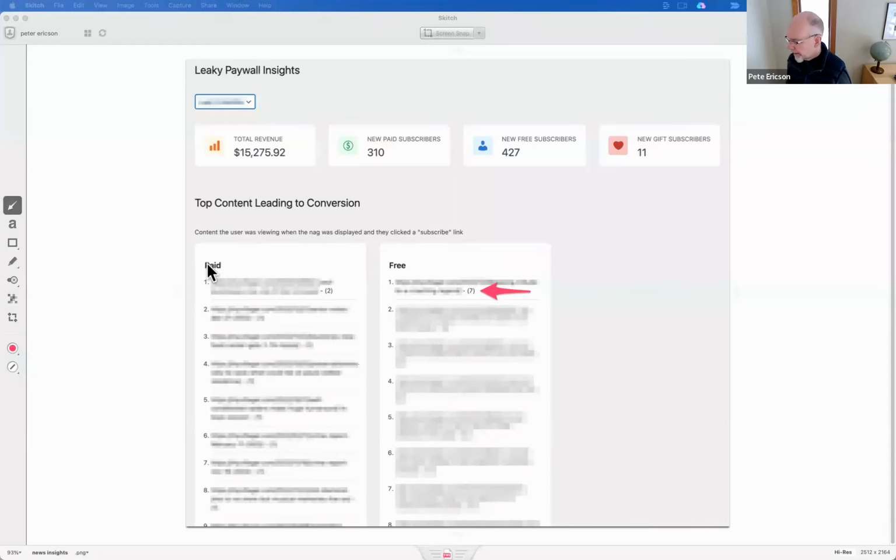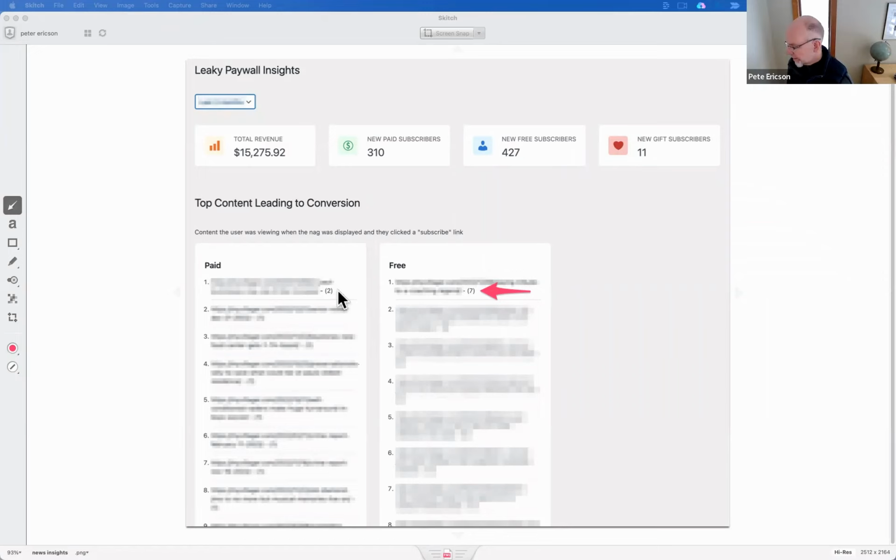And so we have two main categories of conversions. We have what articles converted a paid subscription and what articles converted a free registration. Most publishers are setting up the free registration to go along with the paid subscription. If you're not, see our 31 previous episodes about it. But in this little number here in parentheses, it will show you how many subscribers this particular article, this is just a URL to the article, converted.